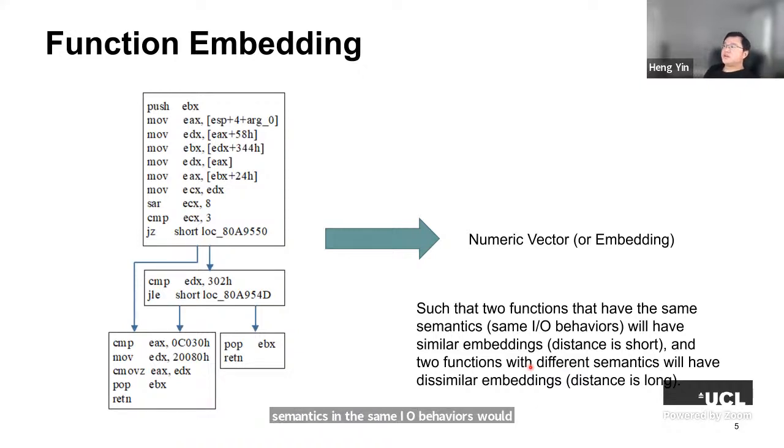So their distance is short, and two functions with different semantics will have different embeddings. So if we have this kind of property, then we can conduct a very scalable and efficient search in the embedding space for vulnerabilities. So that's essentially the very initial idea that drives this research.